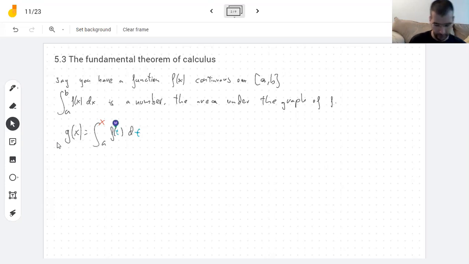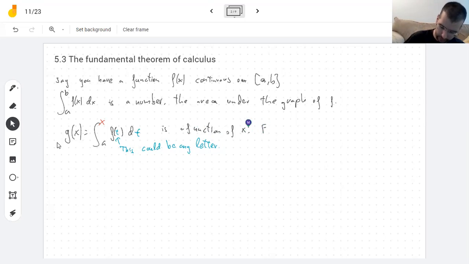So let me draw a picture. This could be any letter, but I don't like calling it x because there's already an x in there. This is a function of x. For every x, I get a value.